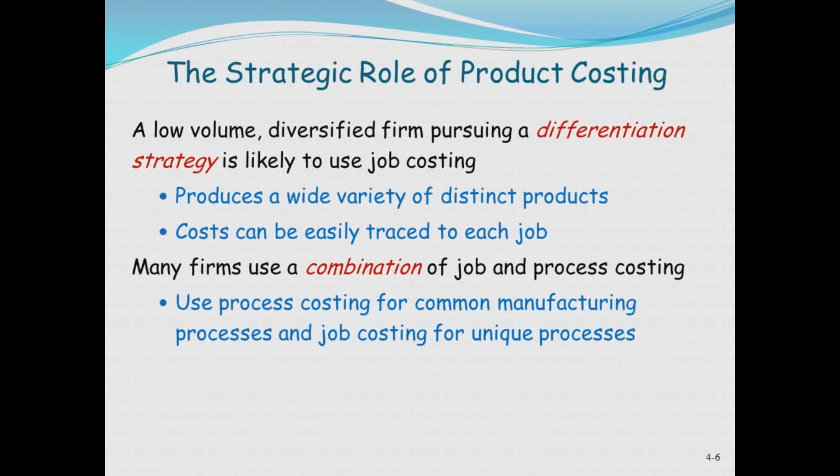A low-volume, diversified firm that has a differentiation strategy is the opposite side. You're going to have a lot of distinct products because you're going to customize them. So it's more likely a job shop, and you want to trace your costs through the job. And then you get to make a decision on whether or not you'll use standard costing or normal costing, probably not actual costing, and whether it's volume-based or activity-based. So every company is going to have a different model for accumulating the costs.